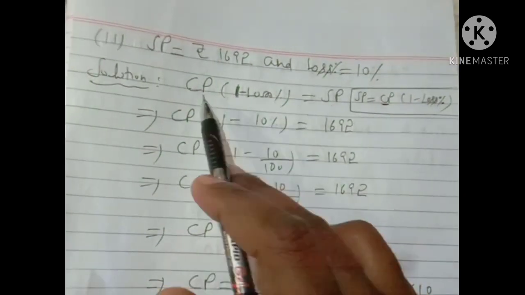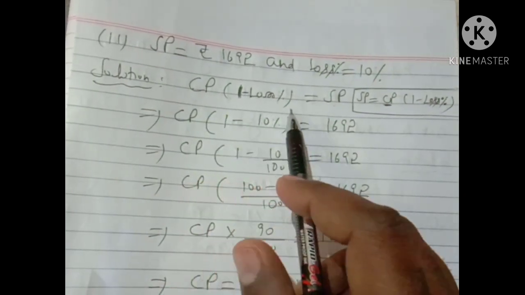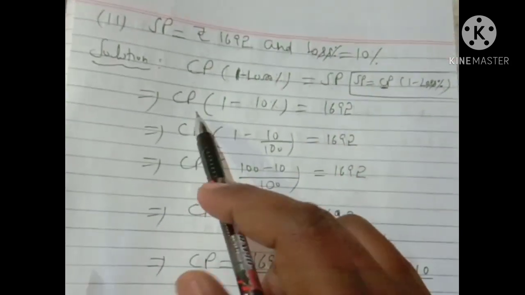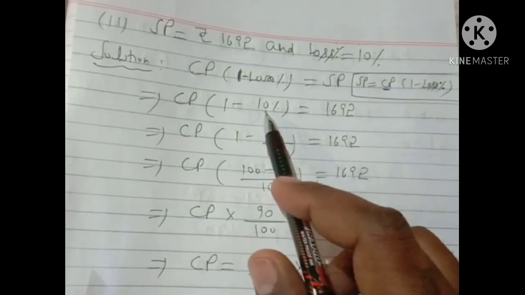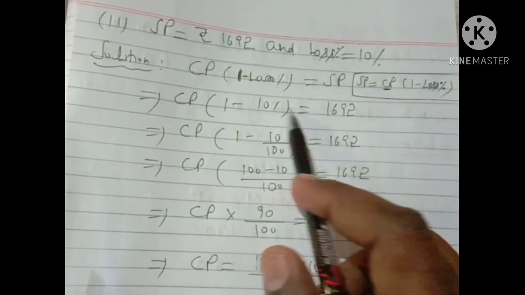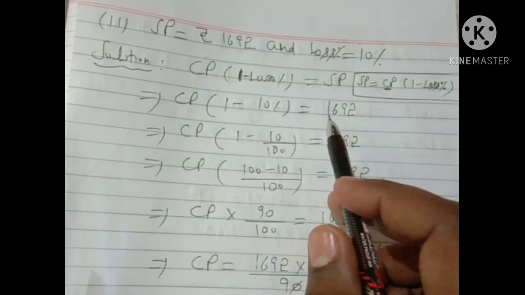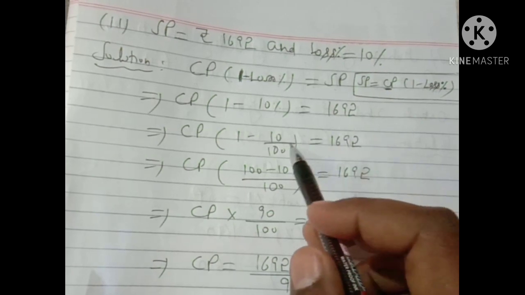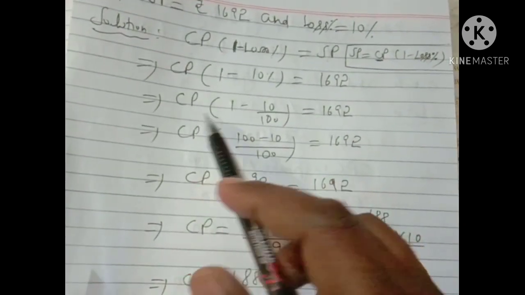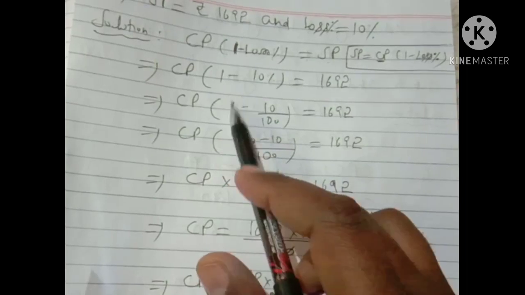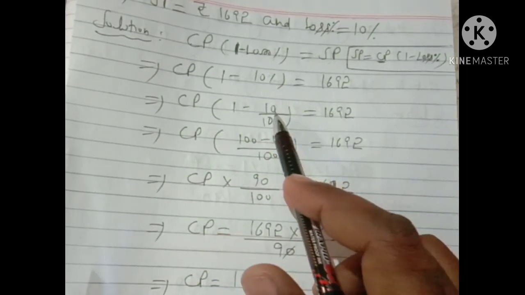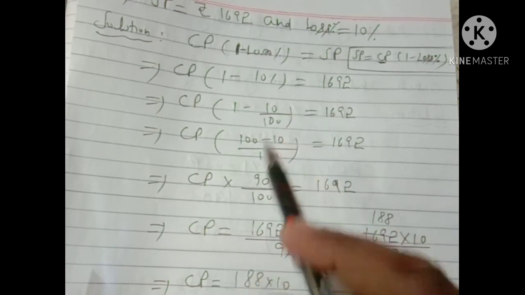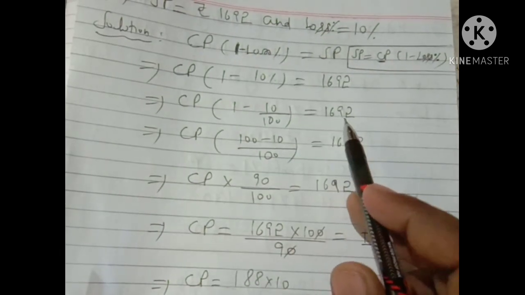So now you can see it will become CP into 1 minus loss percentage is equal to SP. And now CP into 1 minus the value of loss percentage, which is 10%. So put the value here, it will become 10% is equal to SP, which is 1692. And again in the next step you can see CP into 1 minus 10%, we have to remove this percentage sign from here by dividing this 10 with 100, it will become 10 over 100 is equal to 1692.